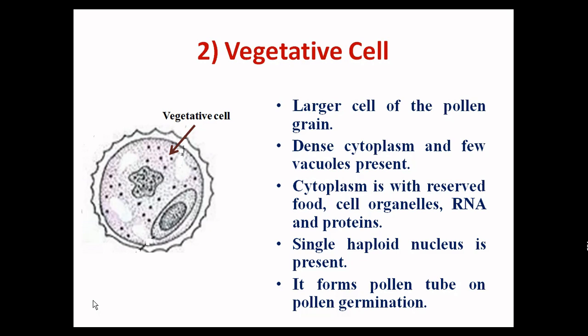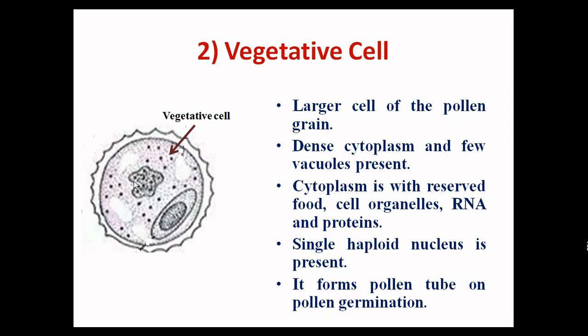The second is the vegetative cell. As its name says, no gametes are produced from this cell, but this cell is very important as it is responsible for the extension of the pollen tube. In the pollen grain, the larger cell is the vegetative cell, which has dense cytoplasm, and even a few vacuoles can be seen in it. The cytoplasm of this vegetative cell contains reserved food materials, cell organelles, and RNA and proteins are also present in the vegetative cell.